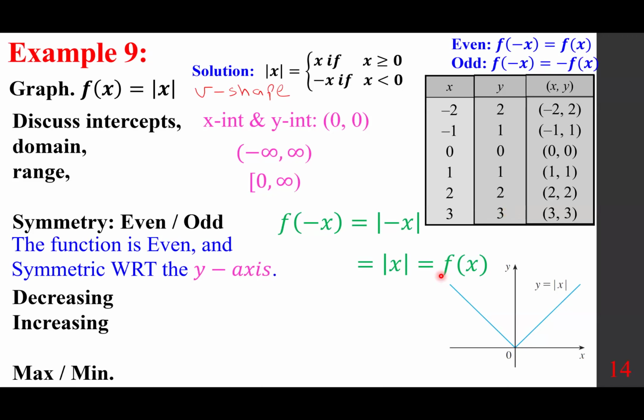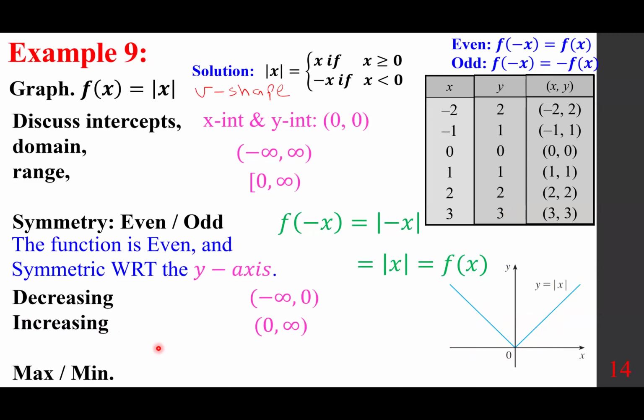So you can clearly see the function is decreasing here. So along the x-axis, from negative infinity to 0, it's decreasing. And it's increasing on the right side of 0, right? As x gets larger, y gets larger. So that is from 0 to infinity.